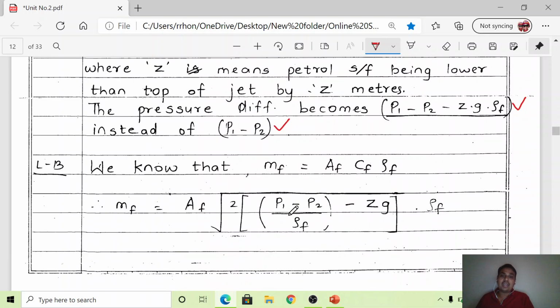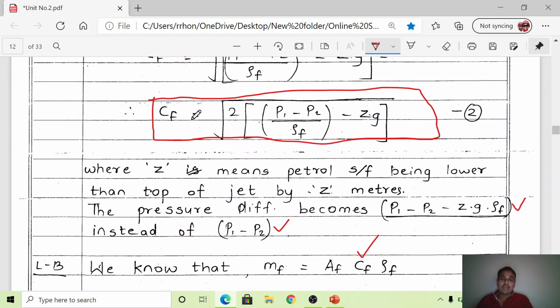Similarly, as we already calculated the equation for the mass of air, if we want to calculate the equation of mass of fuel, we can calculate it similarly. We have the equation area into velocity into density. Here we are calculating for fuel, so we have to write the area of fuel AF at the throat section, CF, that is the velocity of fuel at the throat section, and rho F, which is nothing but the density of fuel. So we have already calculated the value of CF over here.